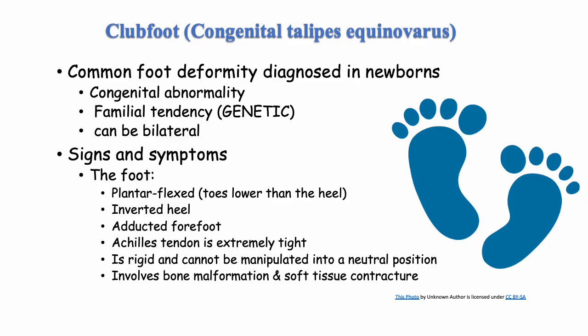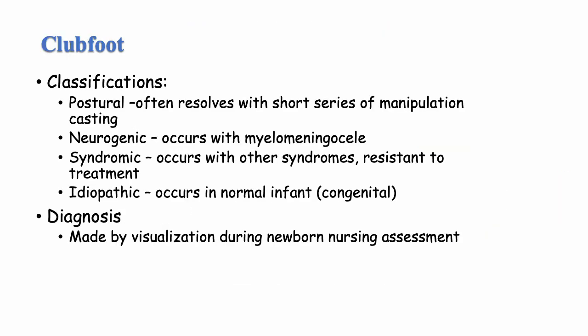The signs and symptoms: the toes can be lower than the heel, and they can be inverted. The point in the club foot is that their Achilles tendon is really tight. Because the tendon is tight, the foot can't move. It's rigid, it can't be manipulated, and involves a bone formation. I have some pictures along the way.